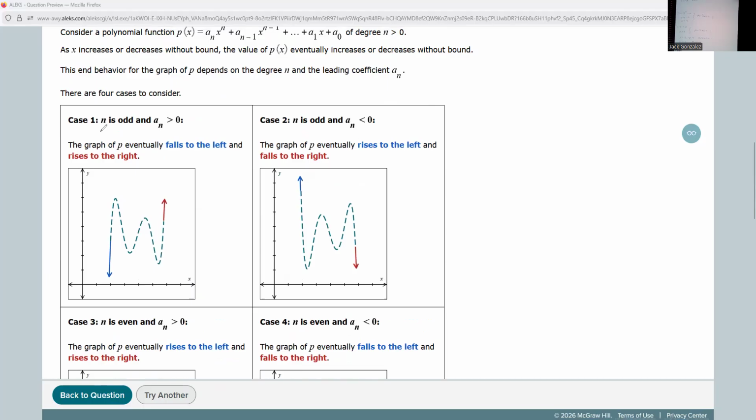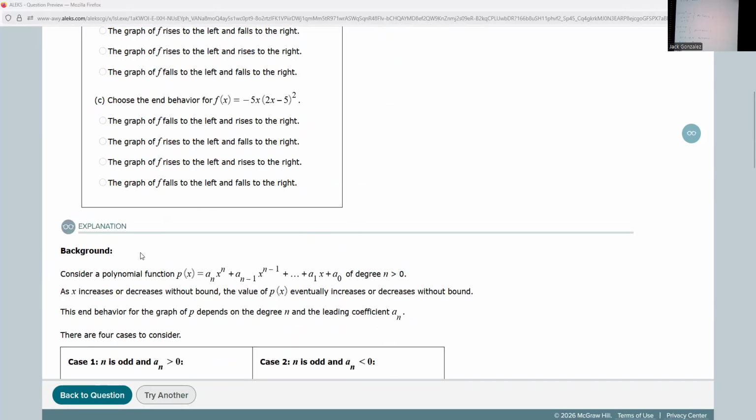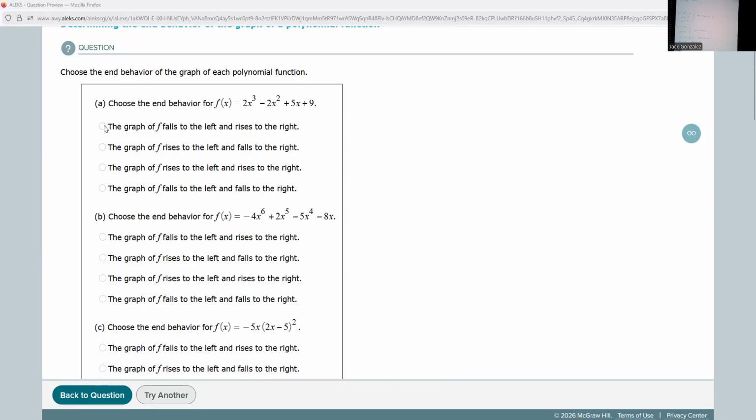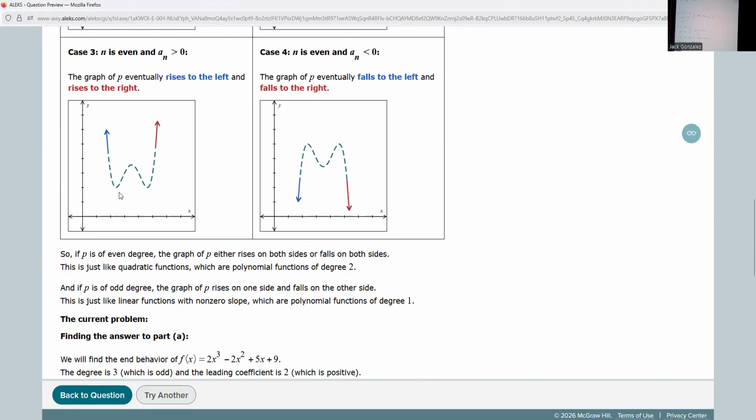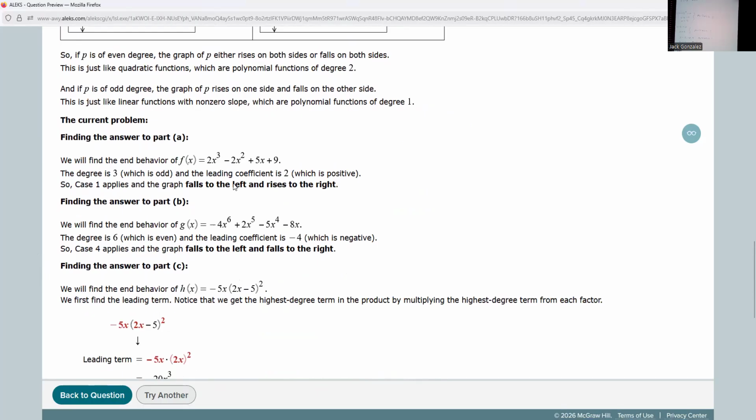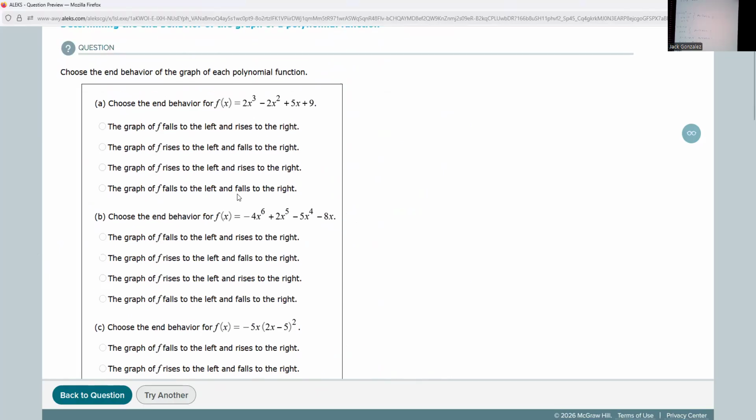N is odd. That's the degree. This is the coefficient greater than 0, meaning positive. So falls on the left, goes up on the right. Rises on the right. Yeah, so that would be A, case 1. B, even and negative. So that means they're both going to be pointing down. There's -4 and even degree. So it's going to be graph falls on the left and falls to the right. Yeah, so D, A.